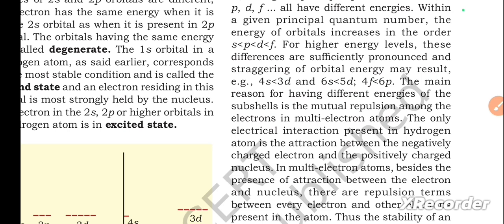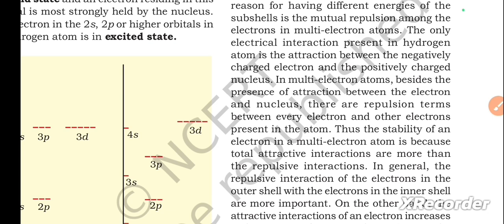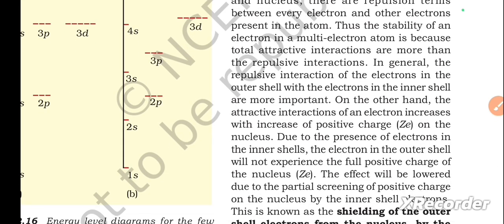The main reason for having different energies of the subshells is the mutual repulsion among the electrons in multi-electron atoms. The only electrical interaction present in a hydrogen atom is the attraction between the negatively charged electron and the positively charged nucleus. In multi-electron atoms, besides the attraction between the electron and nucleus, there are repulsion terms between every electron and other electrons present in the atom. Thus, the stability of an electron in a multi-electron atom is because total attractive interactions are more than the repulsive interactions. In general, the repulsive interaction of the electrons in the outer shell with the electrons in the inner shell is more important.